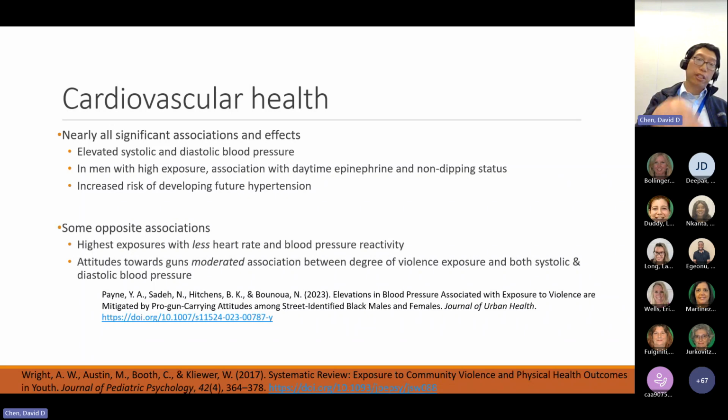A study done locally here, looking at blood pressure in association with a wide variety of things, found that positive attitudes towards guns as being protective may have even moderated the association between the degree of violence exposure and both elevated systolic and diastolic pressure, i.e. something that could be a protective effect. Now, I think some of the question is whether that is a protective effect, or whether those who are the most exposed tend to be the most numbed, and in being numb, not just on an emotional level, but actually on a physiological reactivity level.